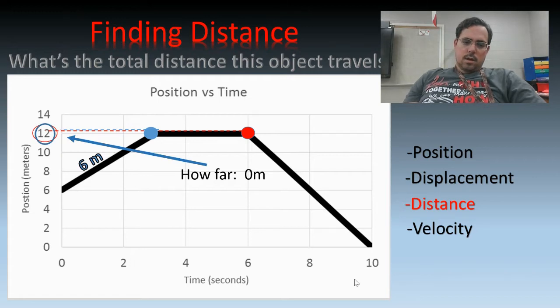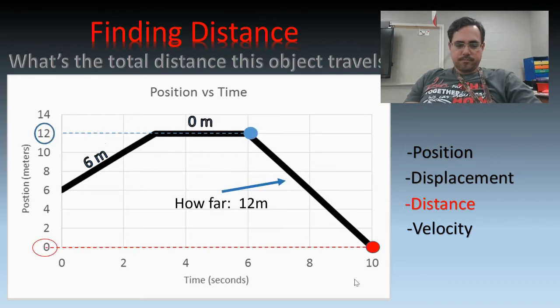Next line segment, the position starts at 12 meters and ends at 12 meters. So that's a change of 0. So this object would have gone 6 meters in the first 3 seconds, and then 0 more meters for the next 3 seconds. He was standing still.